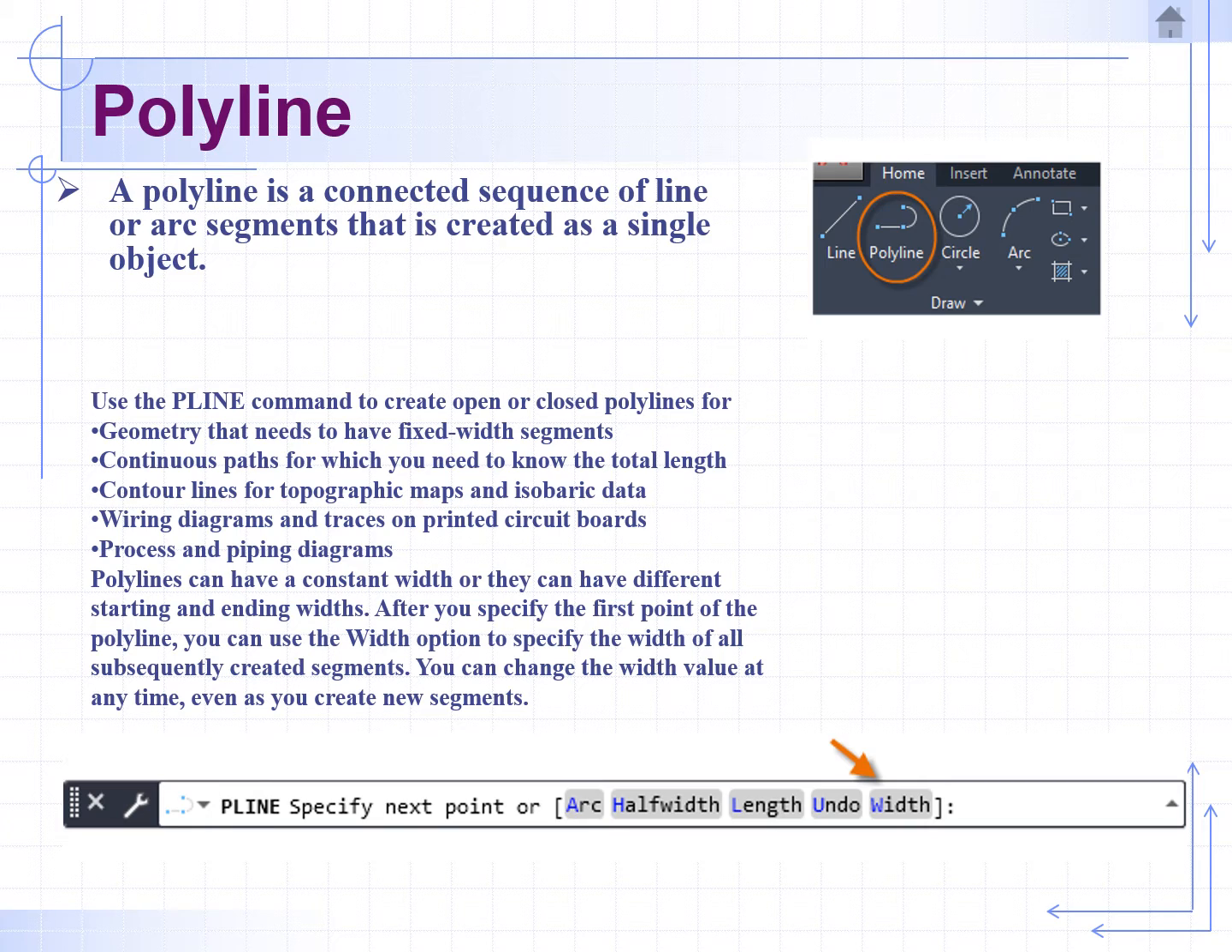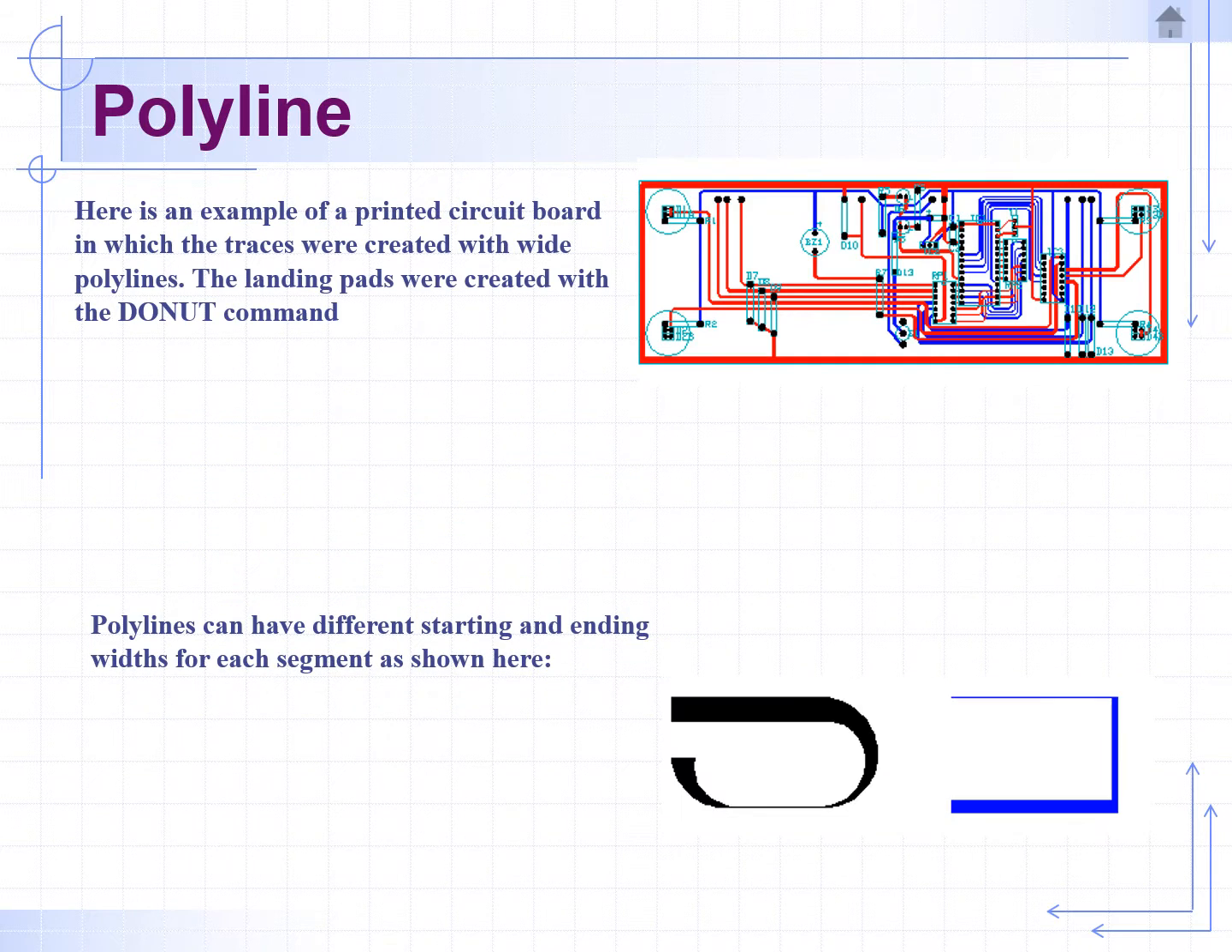Polylines can have a constant width, or they can have different starting and ending widths. So after you specify the first point of the polyline, you can use the width command, and you can see the arrow pointing down there. To specify the width of all subsequently created segments, you can then change the width value at any time, even as you create new segments. So if you needed something to go from a really skinny line, a quarter of a millimeter, up to something that's 2 millimeters thick, you can do that with a polyline.